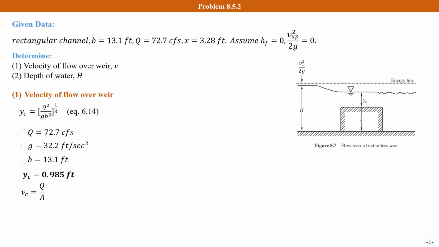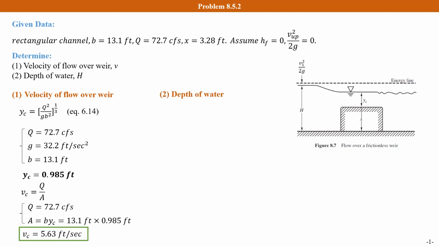Then, because the velocity equals Q divided by the area, we know that for the rectangular channel, the area equals the width of the channel times the critical depth. Then we can get the velocity over the weir, it equals 5.63 feet per second.